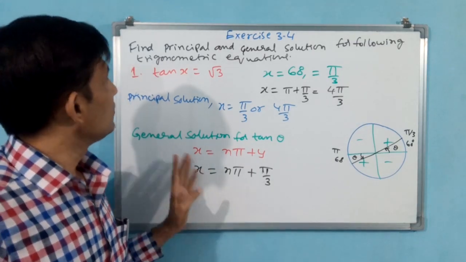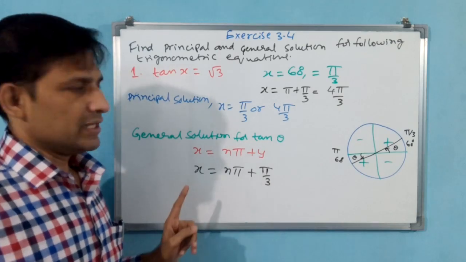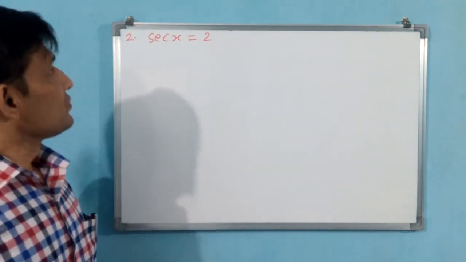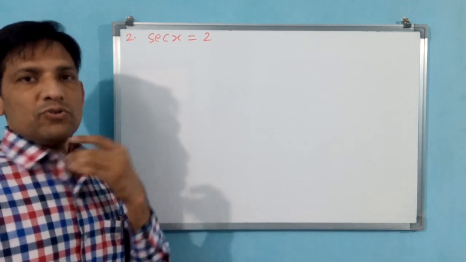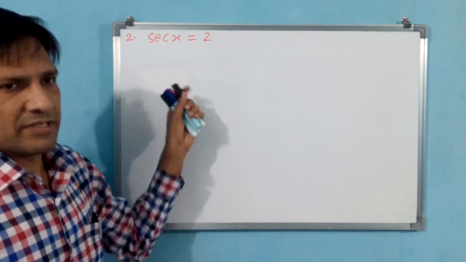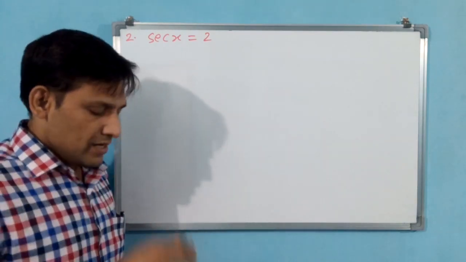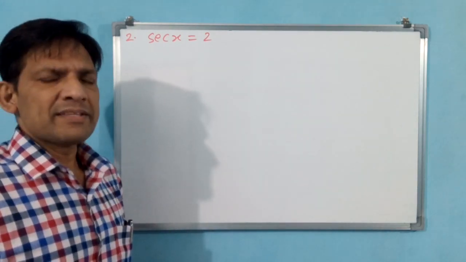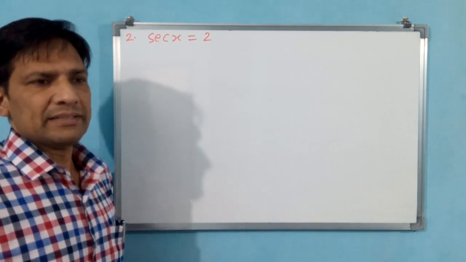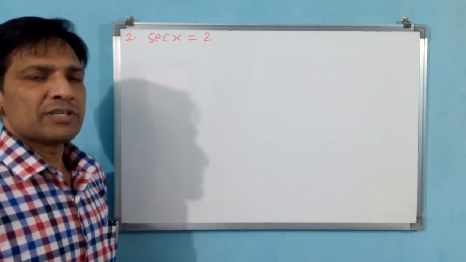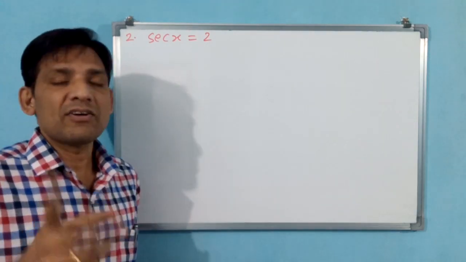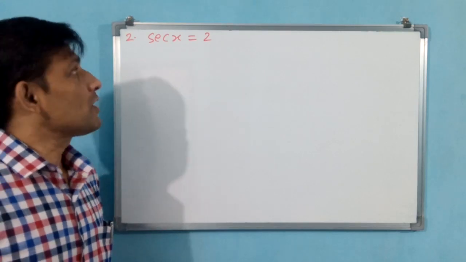Now we finished this first question. Let us go for the second question. See, secant x is equal to 2. We have to find the general solution and principal solution, both for this value. How do we define secant x for the general solution? The principal solution we can write, there is no bar. But what about the general solution? The general solution we know only for sine, cos, tan. Then how to convert this?